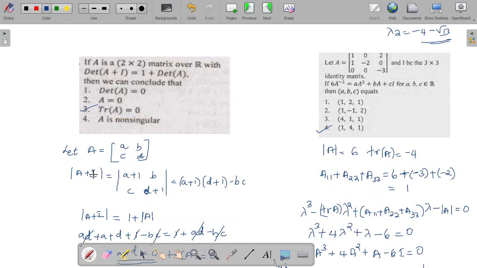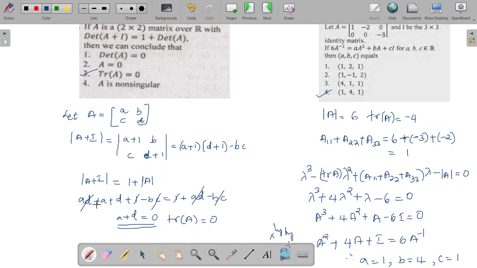I is the identity matrix 1, 0, 0, 1. So when it gets added to A, it becomes A plus 1, B, C, D plus 1. So take its determinant: (A plus 1)(D plus 1) minus BC. Given that the determinant of A plus I equals 1 plus the determinant of A.